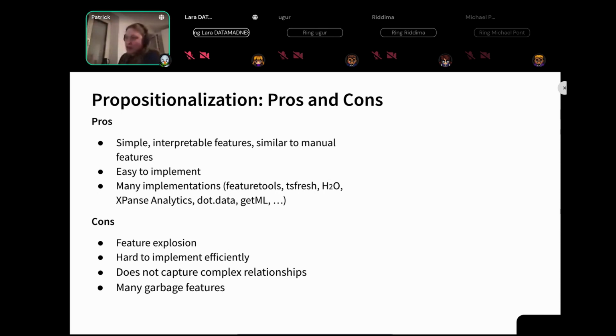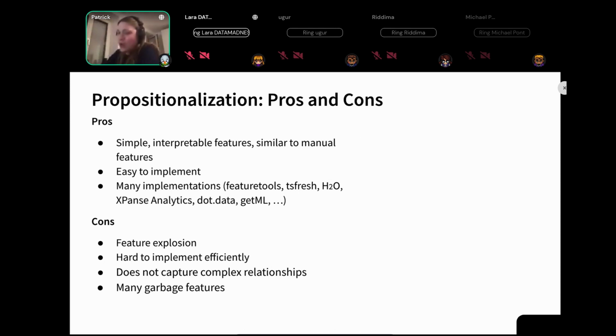And the even better news is, you don't have to do that yourself. There are many, many implementations, some of them open source, out there that you can use. The most famous one is clearly Featuretools. Then we also have tsfresh and H2O, which have automated feature engineering, particularly for time series. There's also Expanse Analytics, there's Data, and then there's also getML.